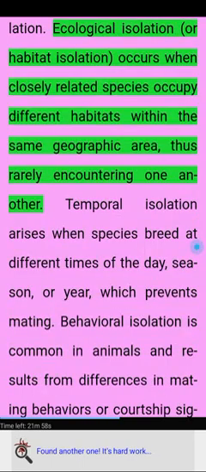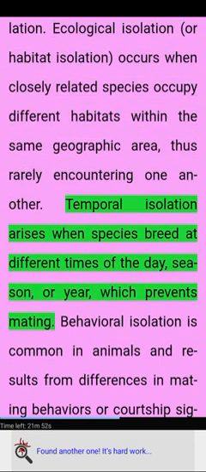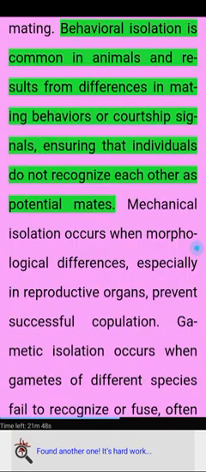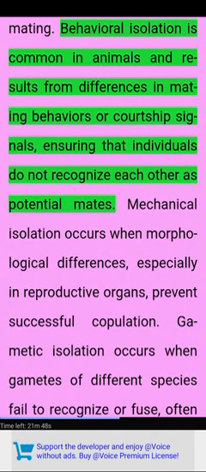Ecological isolation or habitat isolation occurs when closely related species occupy different habitats within the same geographic area, thus rarely encountering one another. Temporal isolation arises when species breed at different times of the day, season, or year, which prevents mating. Behavioral isolation is common in animals and results from differences in mating behaviors or courtship signals, ensuring that individuals do not recognize each other as potential mates.